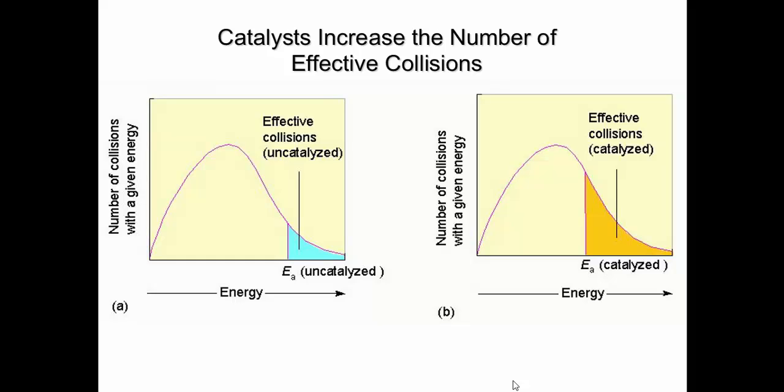What you see here is on the left, you have an uncatalyzed reaction. The area in blue is where the successes are. If you have a catalyzed reaction, notice the curve didn't shift. What did shift was the line indicating the minimum amount of energy that's required. And by shifting the minimum energy to the left, you will have collisions that are going to be successful, whereas before in the uncatalyzed reaction, they were not successful.